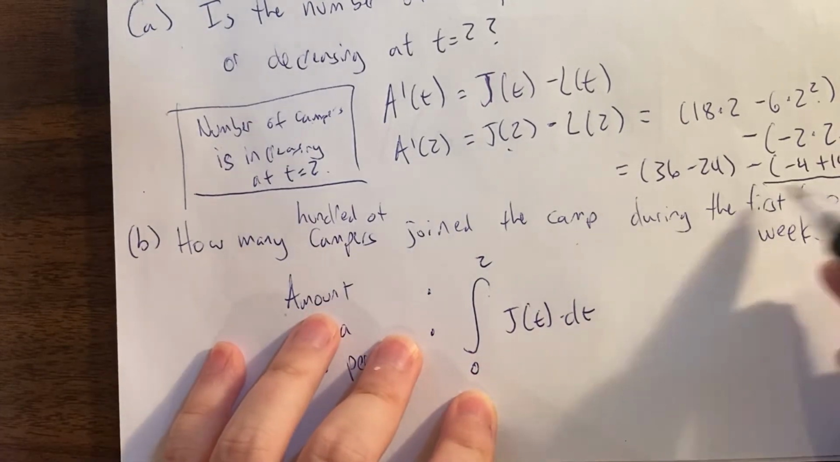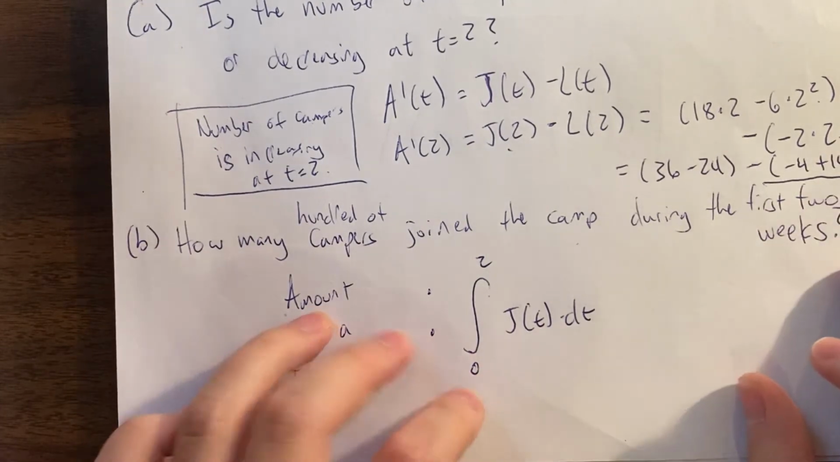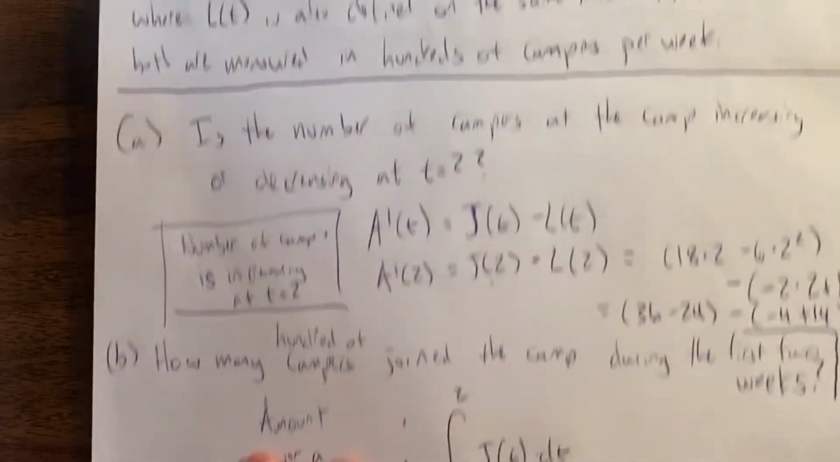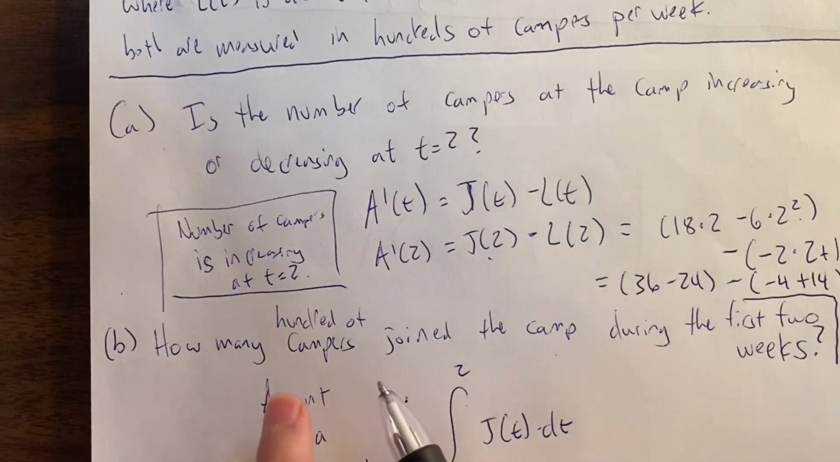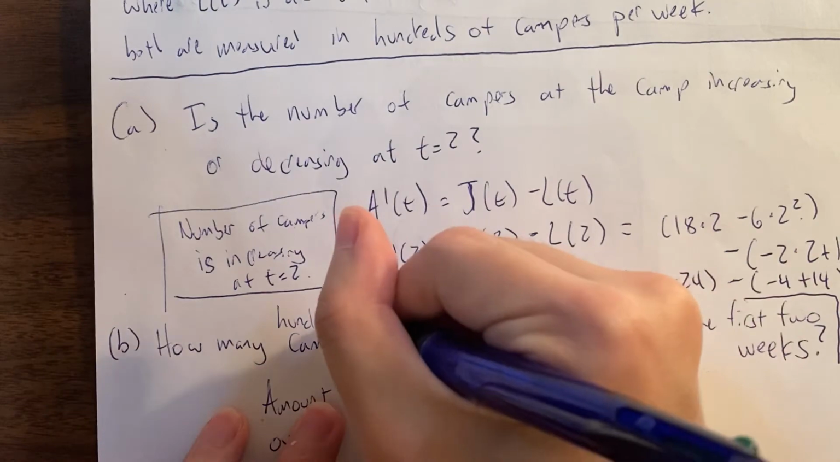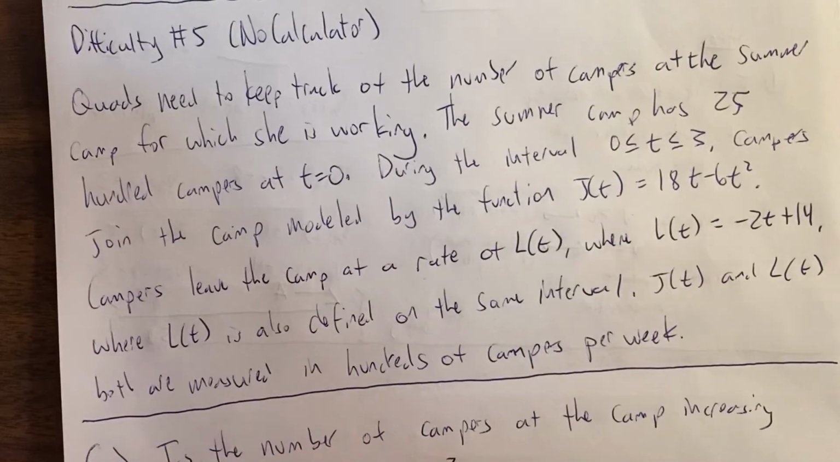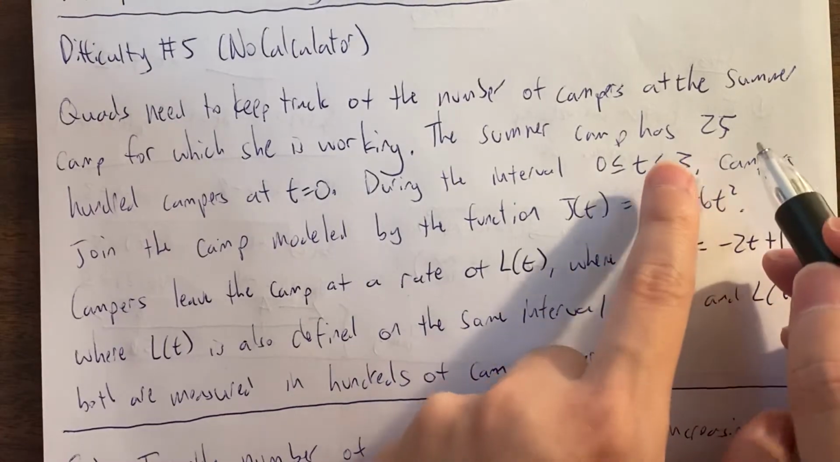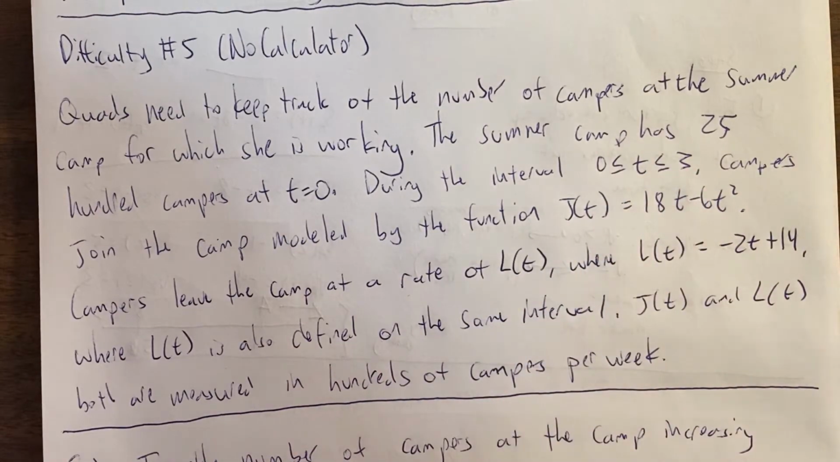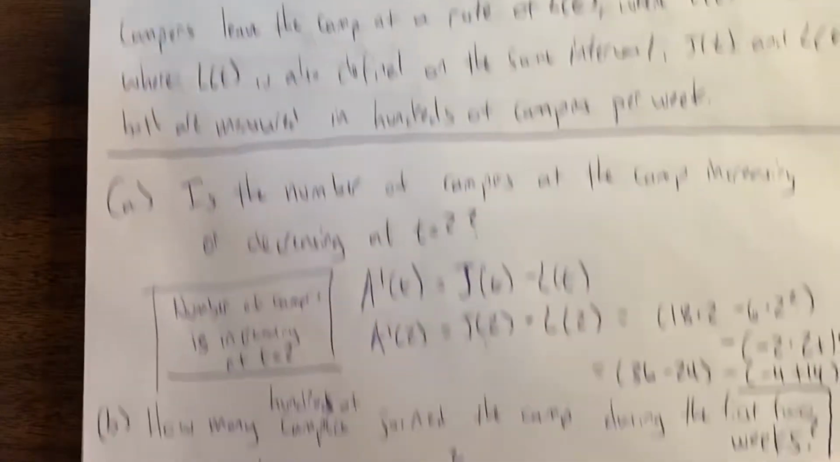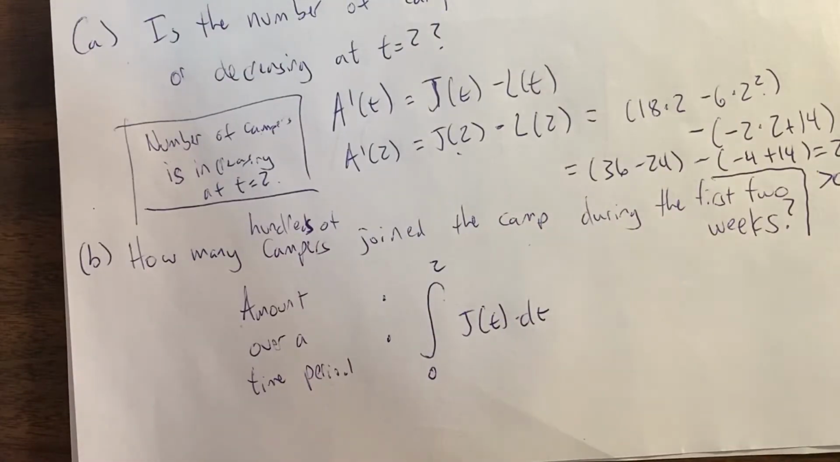In this case, first 2 weeks does imply 0 to 2, so that's great. Also keep in mind that some people get confused when the units are a little bit confusing like this, where we are doing hundreds of campers as opposed to just campers. But we're not going to do anything weird. Like, we're not going to change this to 2,500, or we're not going to try to multiply everything by 100 and add a lot of zeros. What we're going to do is we're just going to take this integral, and then our units aren't going to be campers. It's just going to be hundreds of campers, as you'll see.